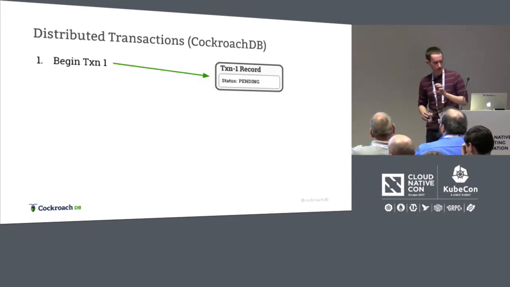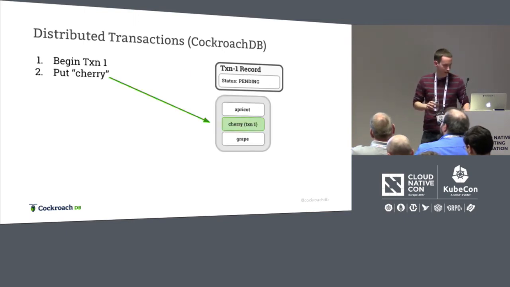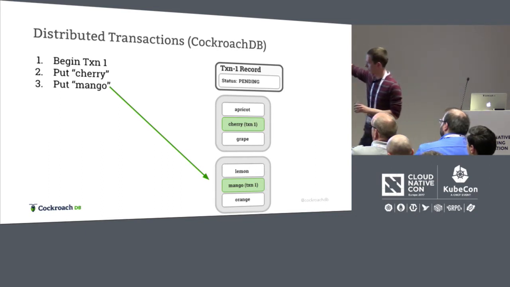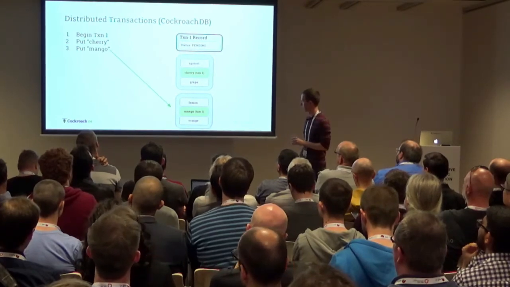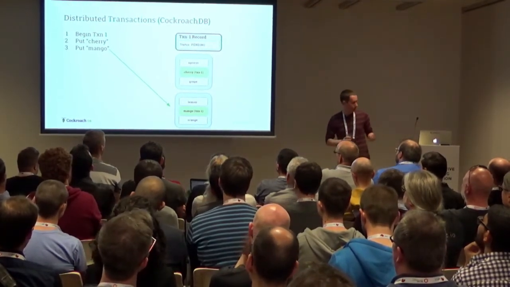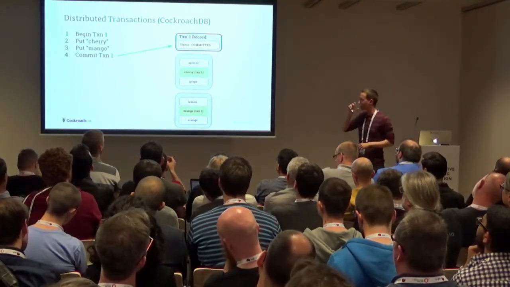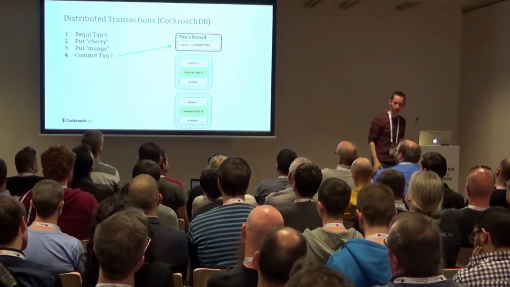And so I'm going to go through a couple small examples here just to give an idea of what it looks like. In the simple case where everything goes well, a transaction comes in, we create a record for it somewhere, usually on the same range as the first write for efficiency reasons. You can go write multiple keys that are on different ranges, and when you want to commit, you just flip that transaction record to committed.